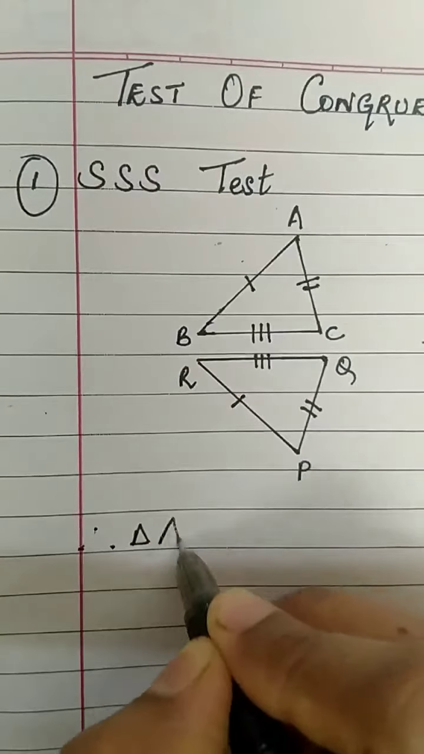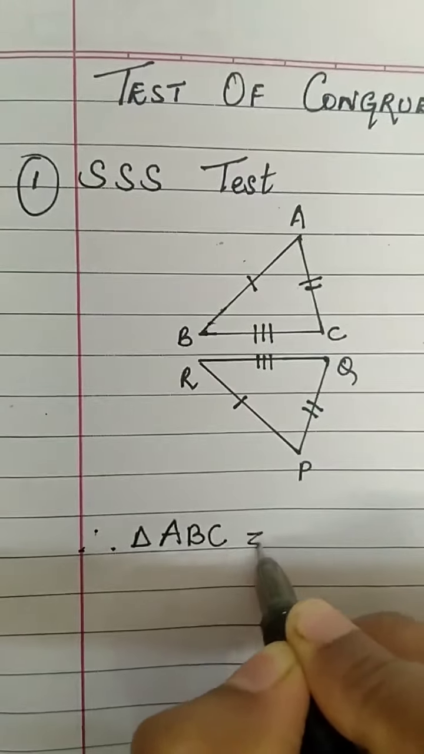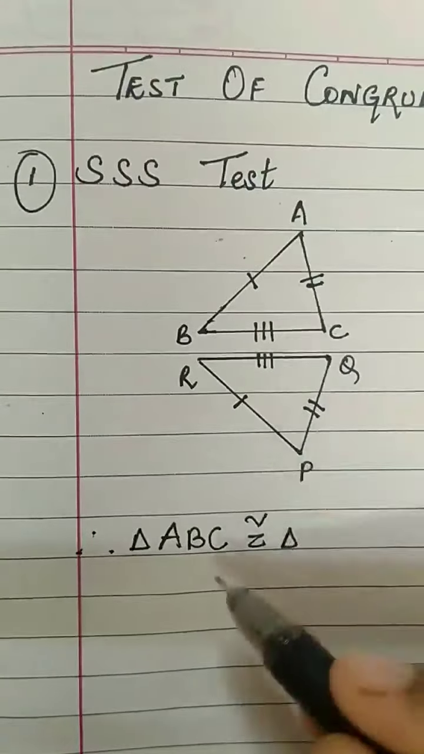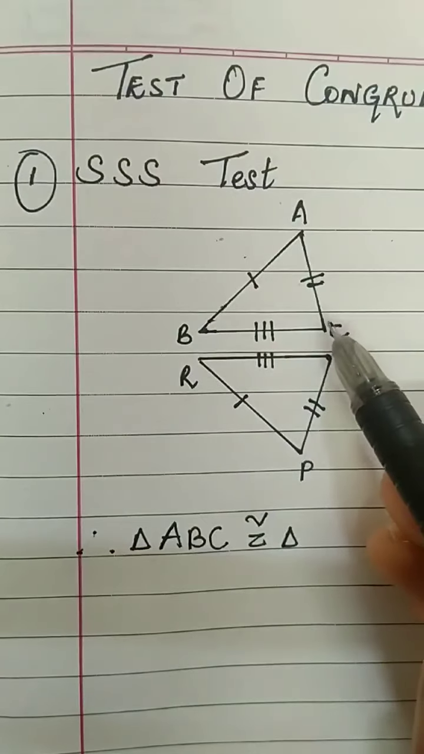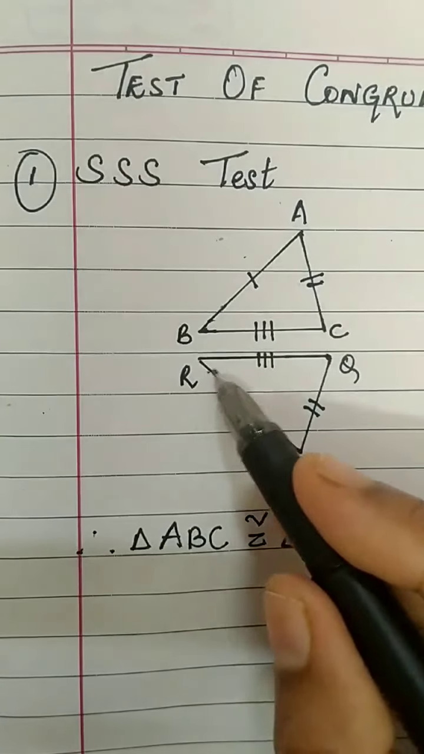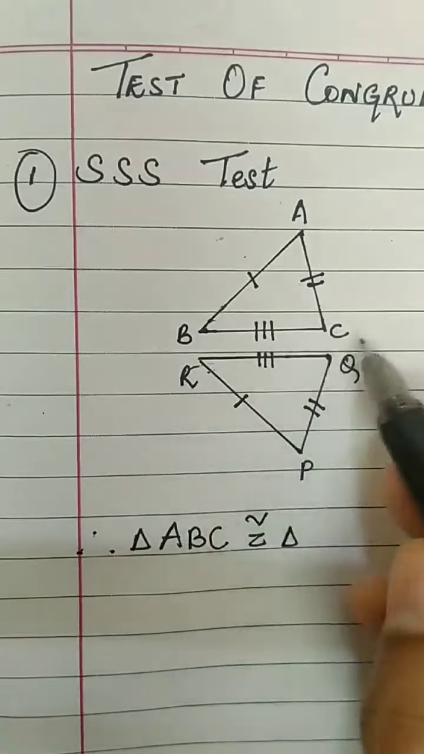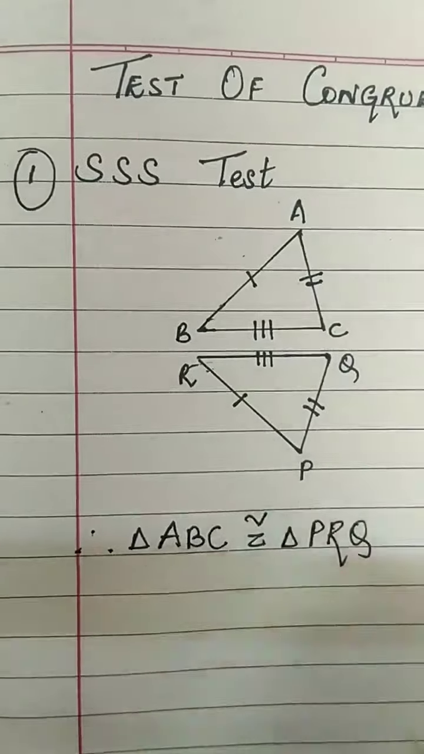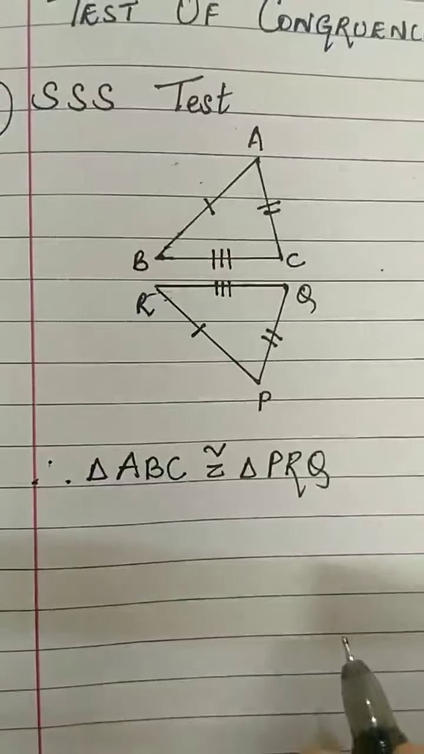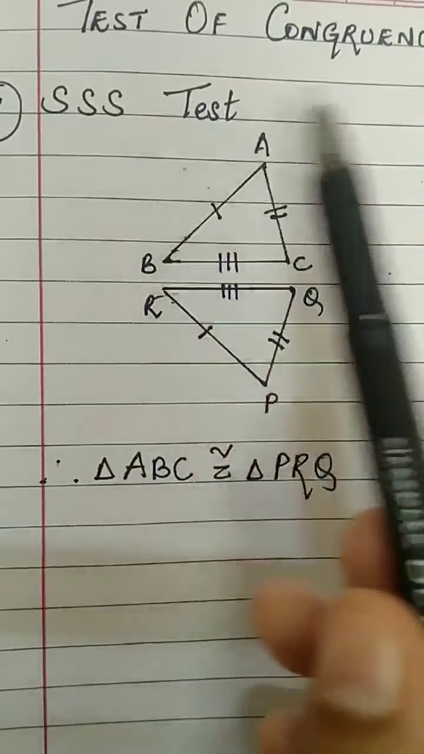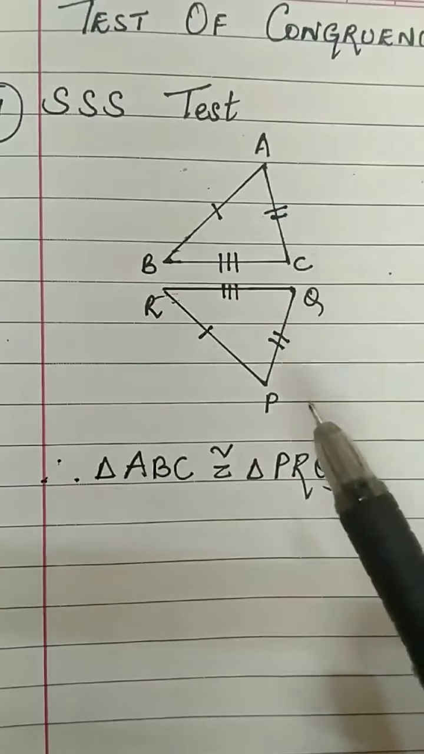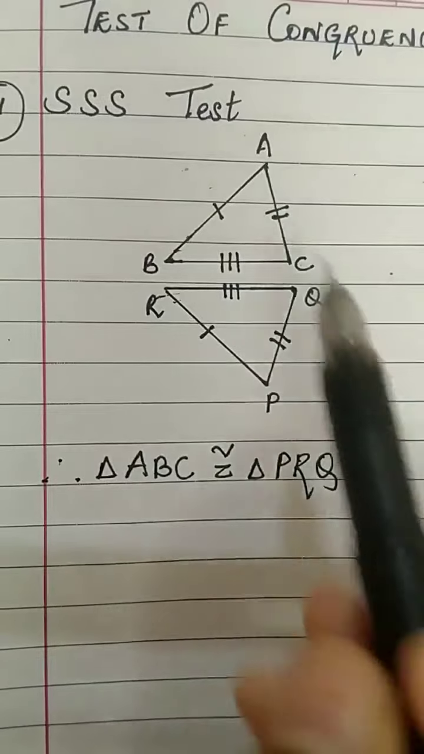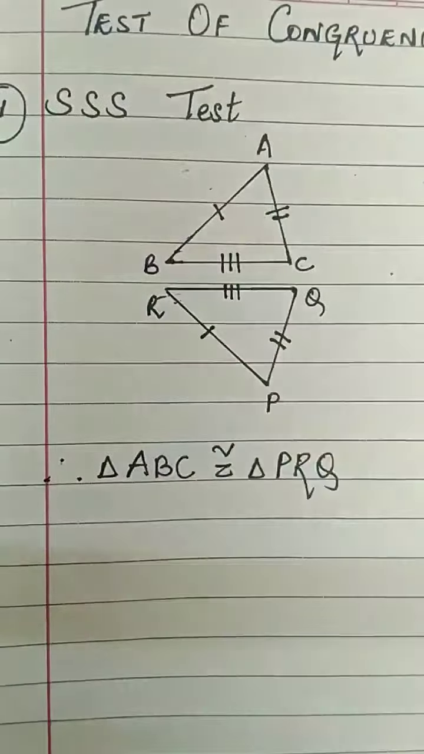So, triangle ABC congruent to triangle, same way I have to name the next triangle, single to triple marked. So you will name it as PRQ. Triangle PRQ. This way you have to name both the triangles. So if three sides of a given triangle are congruent to corresponding three sides of the second triangle, then both the triangles are congruent by SSS test.